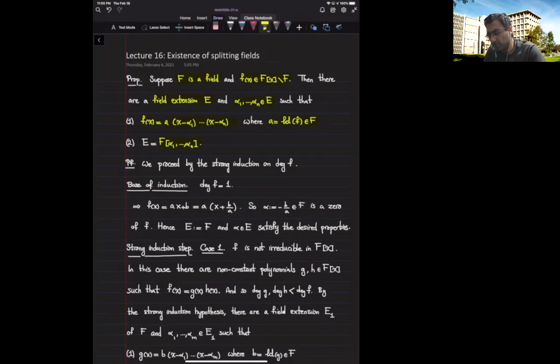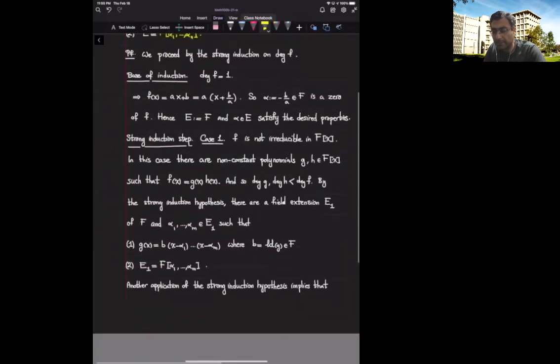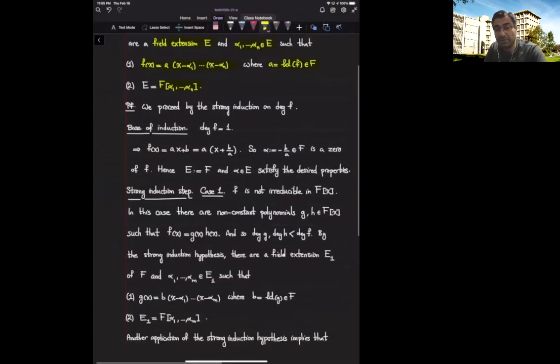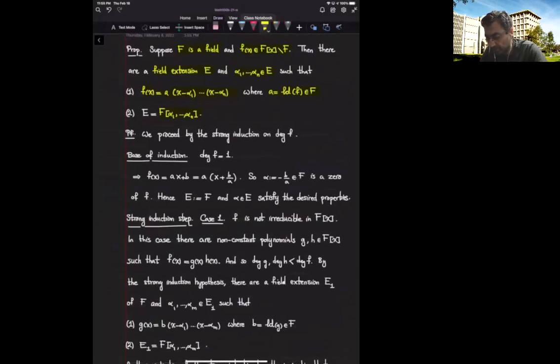And the way that we are going to show this is by induction, by strong induction on the degree of the given polynomial. So let's start with the base of induction. I'm dealing with a degree 1 polynomial, which means my polynomial is of the form ax plus b. In this case, I can easily factor out my leading coefficient. Notice that because it's of degree 1, a is non-zero, therefore it is invertible. It's a unit inside F because F is a field, and therefore I can write it like this.